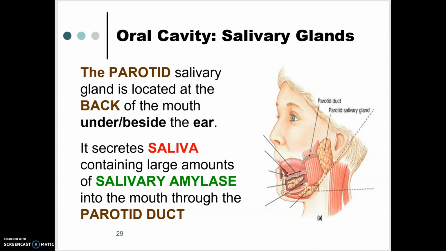Now let's start with the parotid salivary gland, and we're going to find it towards the back of the mouth, under or next to, adjacent to the ear, and this is going to secrete a type of saliva that has a large amount of salivary amylase in it. And that amylase, the saliva produced by that gland, is going to travel through the parotid duct, and it's going to empty towards the back of the mouth. And you can see the parotid duct and the parotid salivary gland on the figure there to the right.